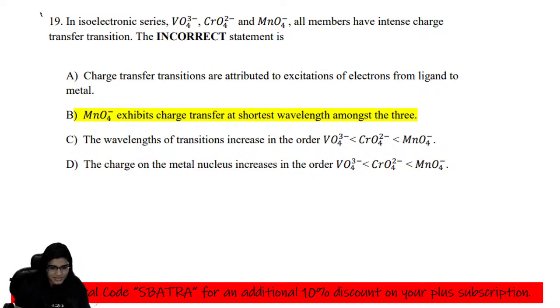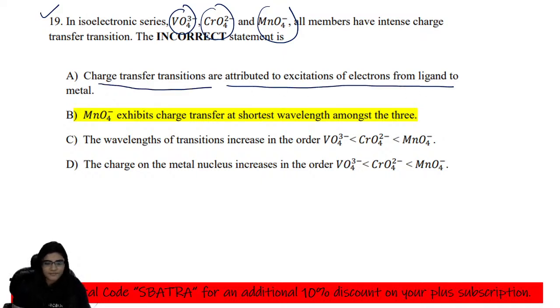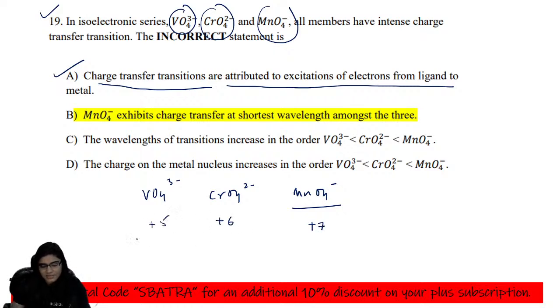Now what does this question say? In this isoelectronic series, all members have intense charge transfer transition. You have to find the incorrect statement. Charge transfer transitions are attributed to excitations of electrons from ligand to metal. Is it so? Let's confirm. So VO4 3 minus, CrO4 2 minus, MnO4 minus: the oxidation states are +5, +6 and +7.